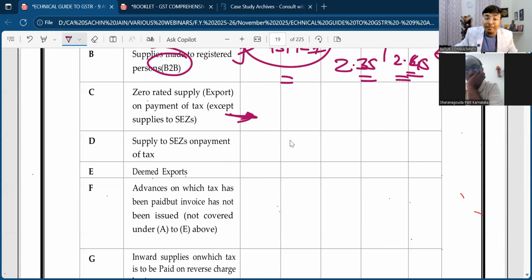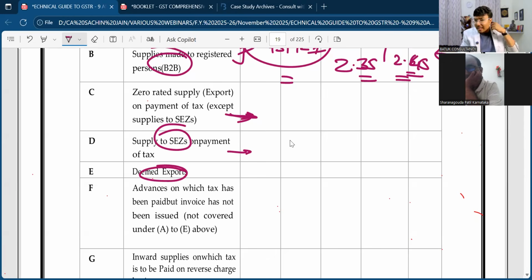Okay. Supply to special economic zone. As we all know, the government has identified a certain area and classified it as a special economic zone. And if you are making any supply to the special economic zone, in that case, the refund will be granted, because the same is a zero rated area. So supply to special economic zone should be reported here.